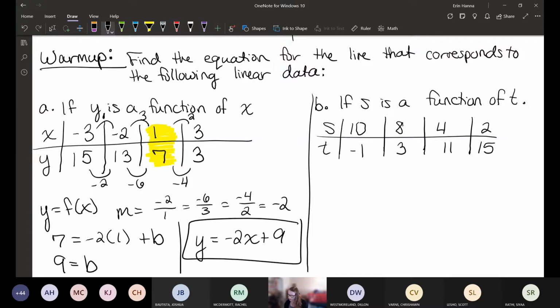Just to triple check in my brain that it's working with the rest of them: 4 plus 9 is 13, good. 6 plus 9 is 15, good.